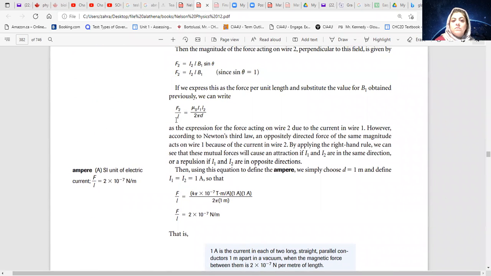And here is the force between the two wires. The force per unit length, F2 over L, is mu 0 current 1 multiplied by current 2, divided by 2 pi d. d is the distance between them.